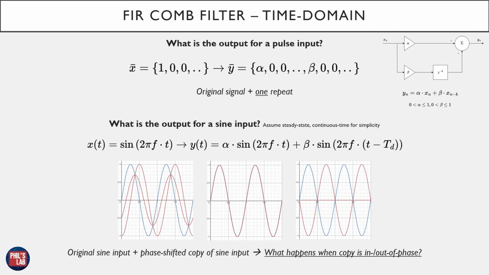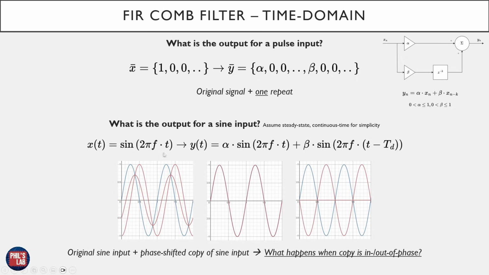That's already kind of useful. It's a simple delay, which includes the original signal. The question is then, also, what is the output for a sine input? Given that signals can be decomposed into sine waves, this is generally a good question to ask. For now, let's assume a steady state and continuous time for simplicity. Let's say we feed in an input sine wave of a certain frequency f, and see what happens at the output once steady state has been reached.